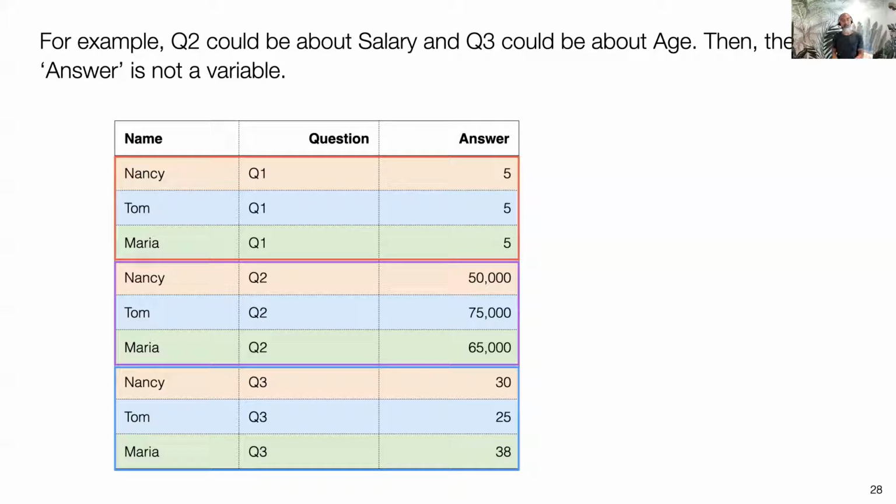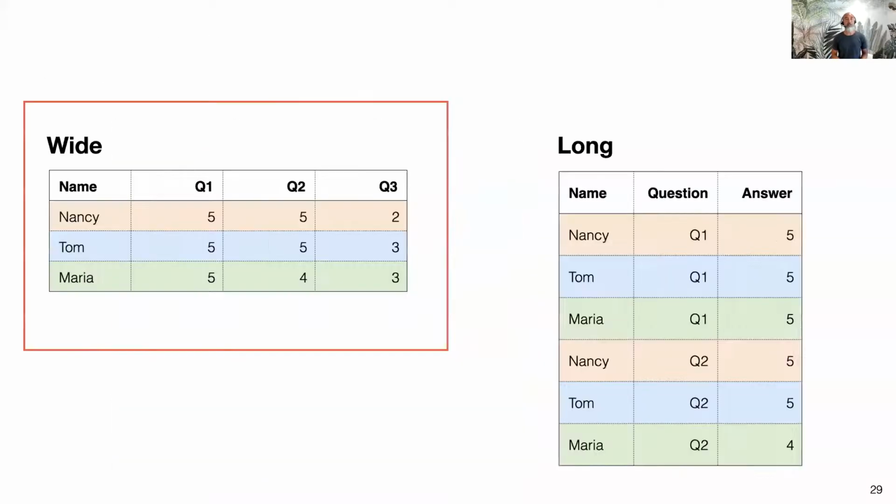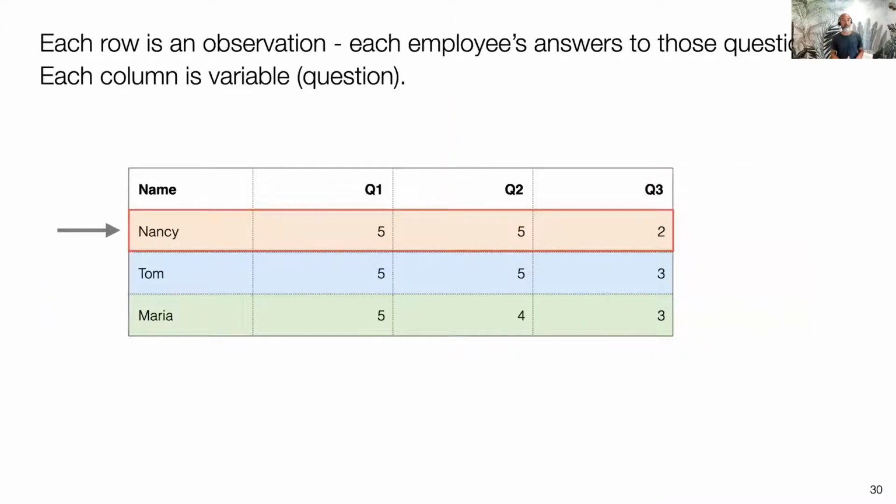In the same context, in this case, the wide data is more appropriate in terms of more tidy data. Okay, so look at the wide data in this case, and each row is an observation. That makes sense. So this one person, in this case, sometimes we call it subject, in this case a user or customer or something like that. And then Nancy answered 5, 5, 2 for those questions, Q1, Q2, Q3. So each column is a variable, each row is an observation, and it's satisfying the tidy rule.